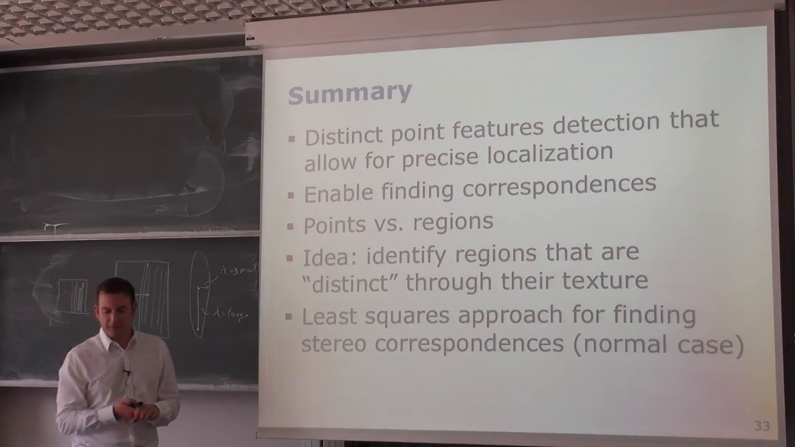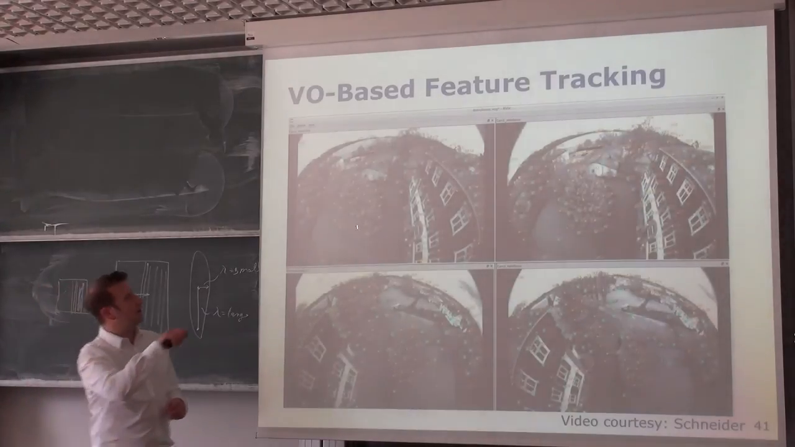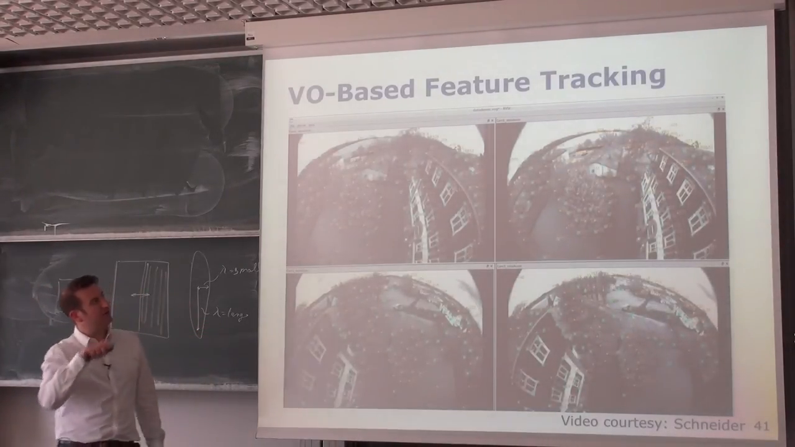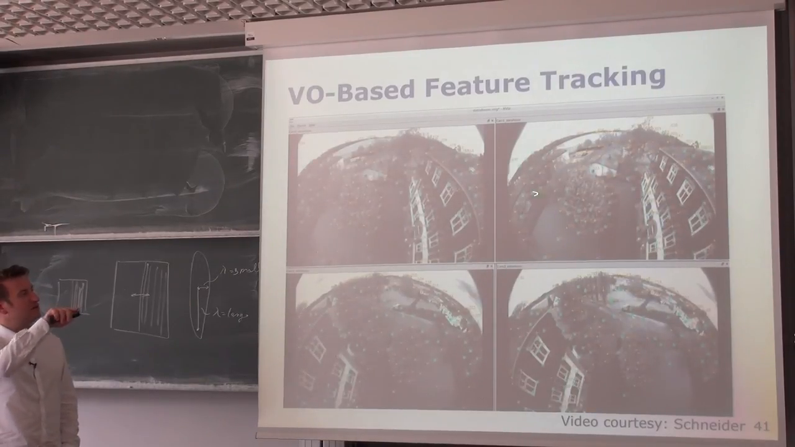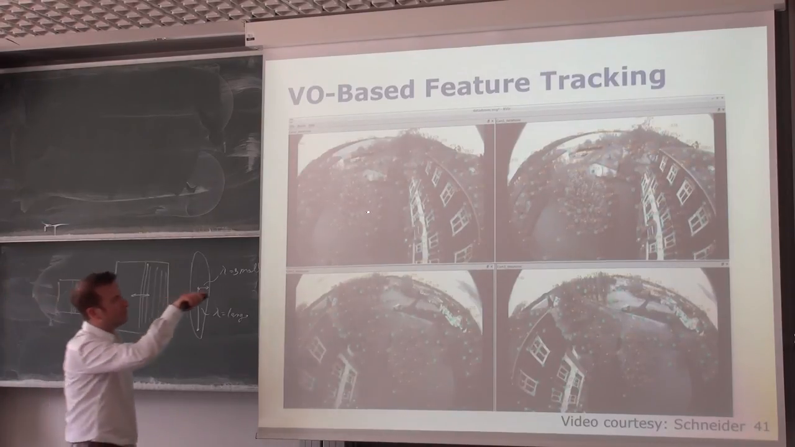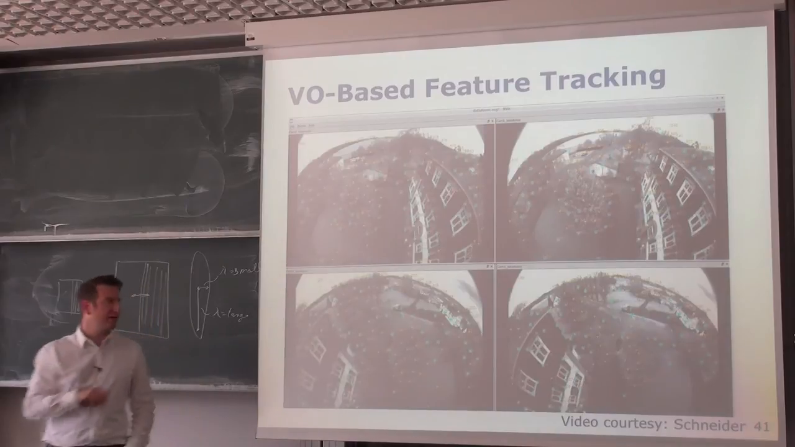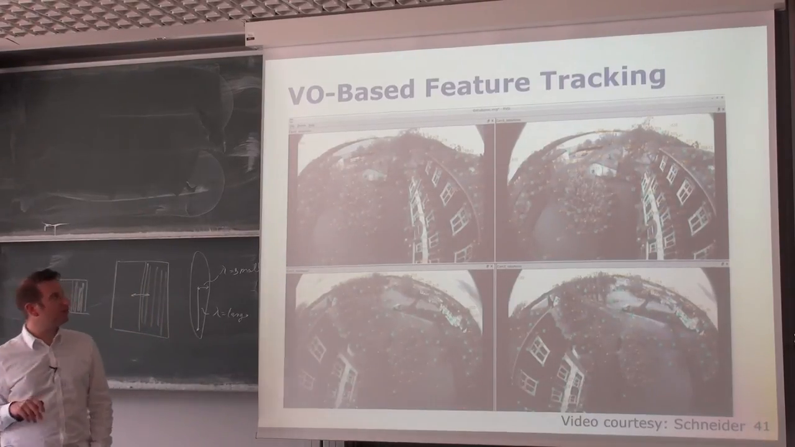And just an example of what one can do with that in a stereo setup. What you see here are two stereo pairs mounted on a helicopter, a quadcopter, or octocopter actually, to be precise. These are two images looking to the front, and these are two images looking to the back. You see a couple of points in here. These are not exactly the points which I have presented here, but points related to that.